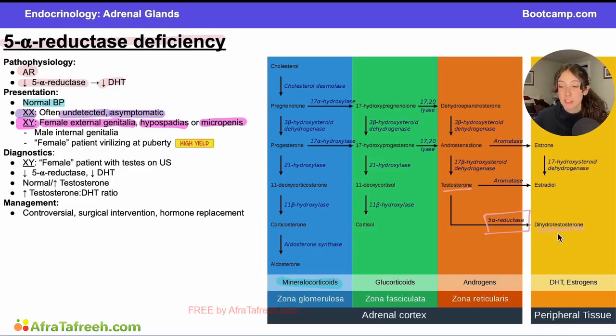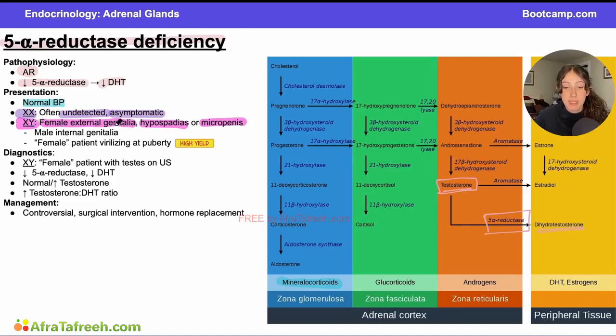However, while dihydrotestosterone levels are low, leading to disruption in external virilization of male genitalia, testosterone levels are actually going to be normal or increased. Think of this as kind of backing up behind the level of 5 alpha reductase, as 5 alpha reductase is not converting this testosterone into DHT. Because testosterone levels are going to be normal or increased, they're still going to act as they normally would on the Wolffian duct, leading to normal development of the male internal genitalia.